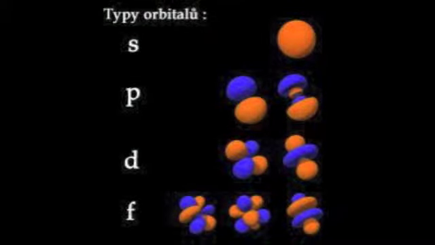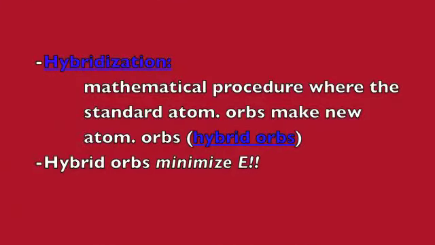So here's just a general picture of the four shapes. S is a sphere, P is a dumbbell, D is a double dumbbell, and F is a flower shape. Hybridization is where you're taking atomic orbitals and making hybrid orbitals by combining them, which are still localized on the individual atoms, but they just have different shapes and energies. And the really cool thing about hybrid orbitals is that they help to minimize energy, which is great because everything loves to have lower energy.